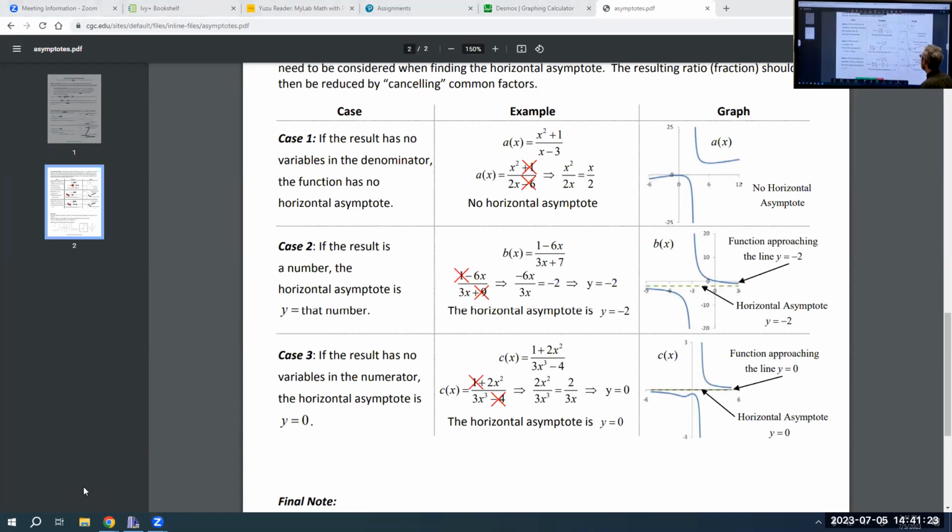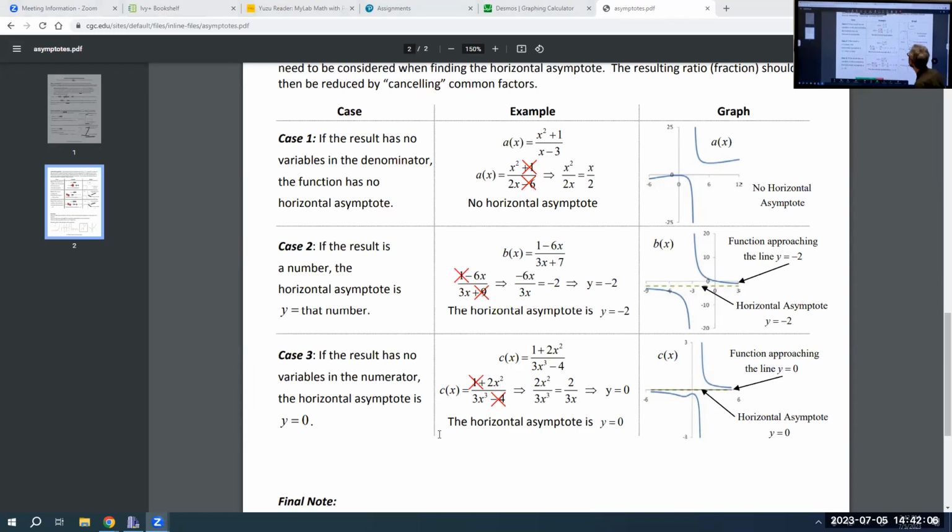Case 1, if the degree on the top is larger than the bottom, no horizontal asymptote. That's the example we just looked at. Case 2, if they're the same, you just take the ratio of the coefficients, and there's your horizontal asymptote. Case 3, if the degree on the top is smaller than the degree on the bottom, then it's y equals 0. That is the idea. Questions on that?